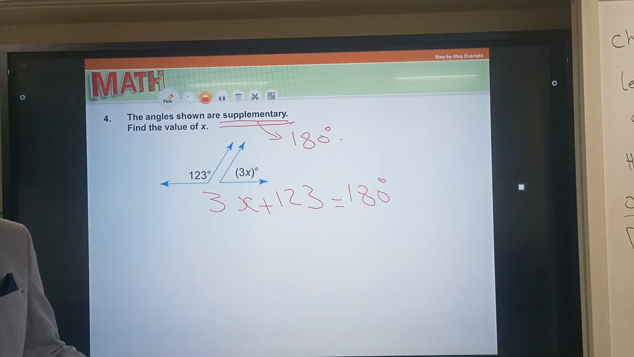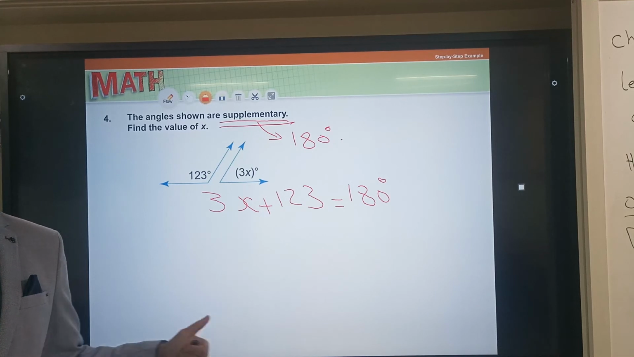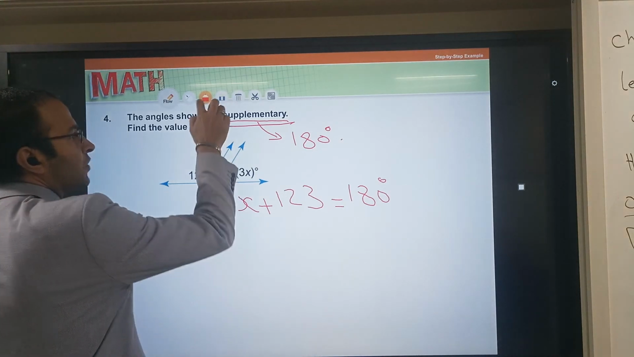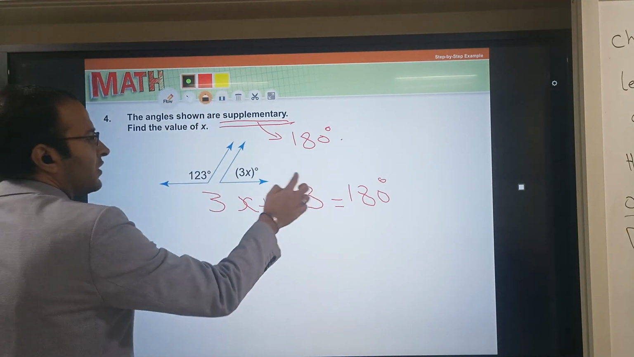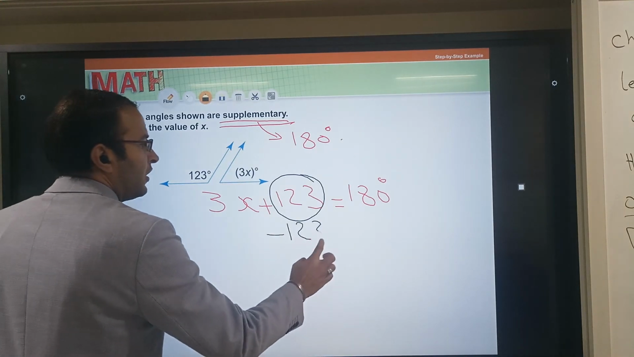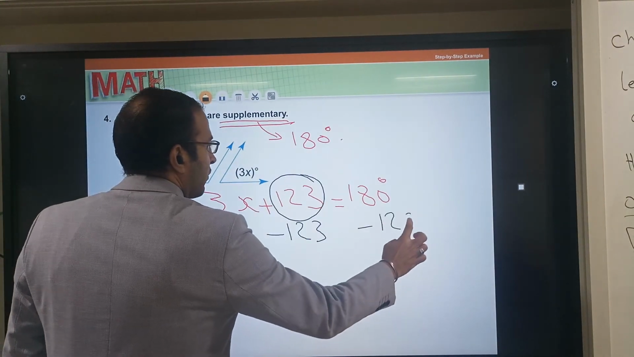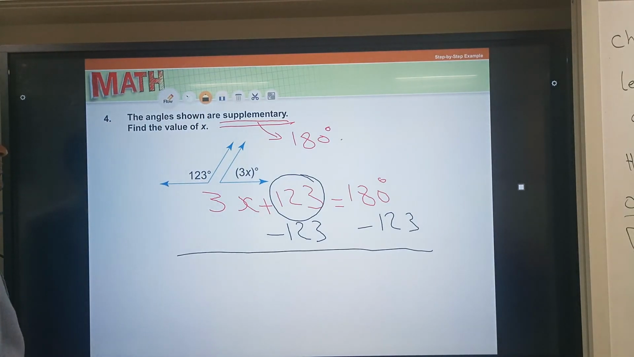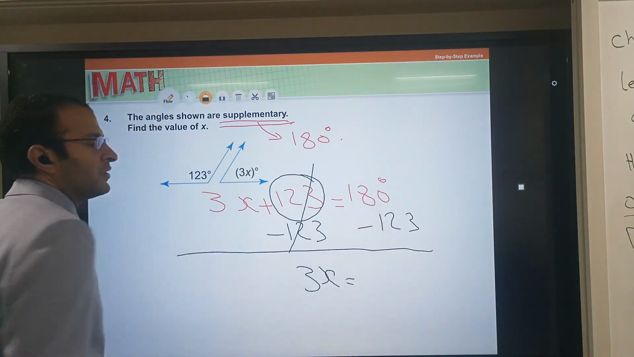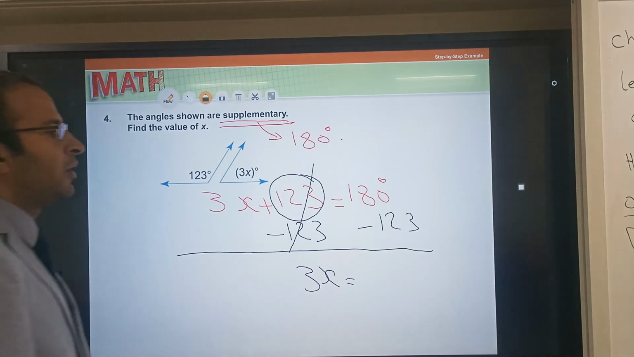We said supplementary, the sum is equal to 180. Complementary, the sum is 90. So I need to cancel 123. I will make minus 123 here and minus 123 there, and they will cancel together. So I have 3x equal to 180 minus 123.